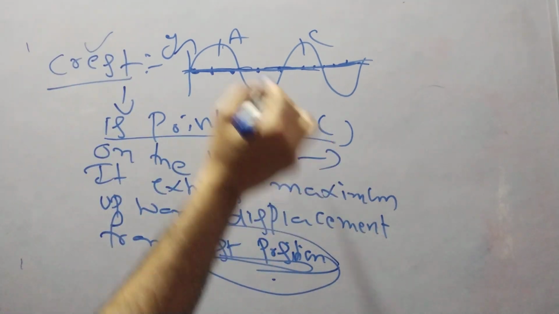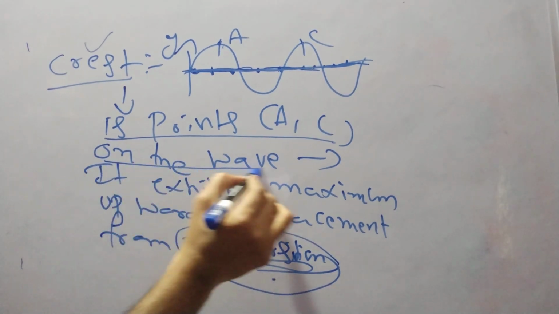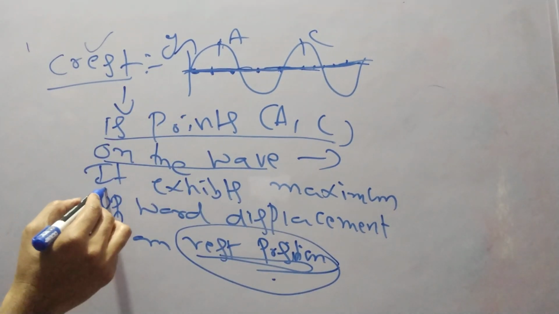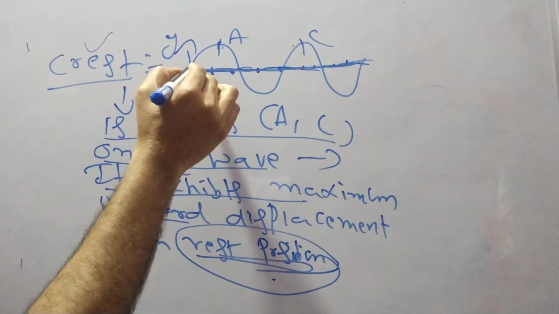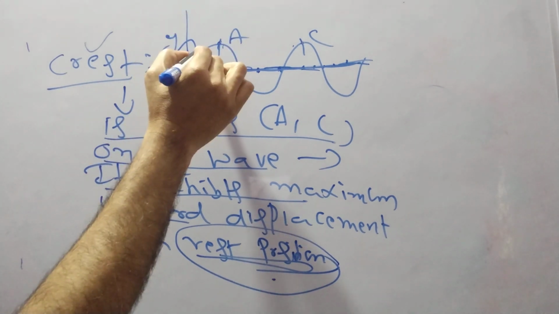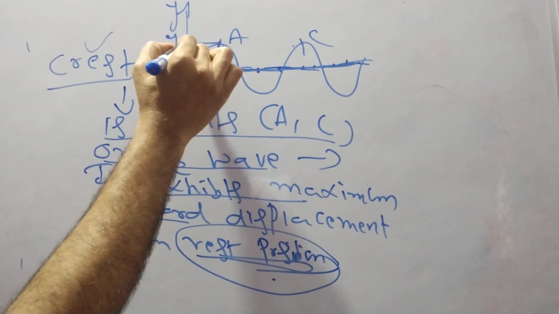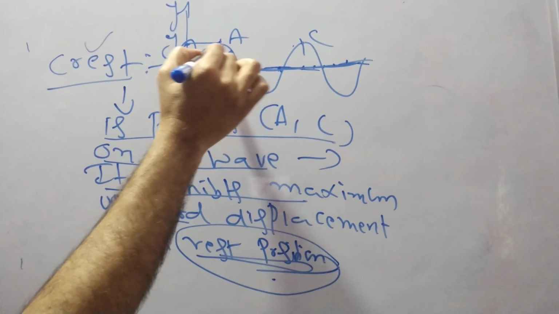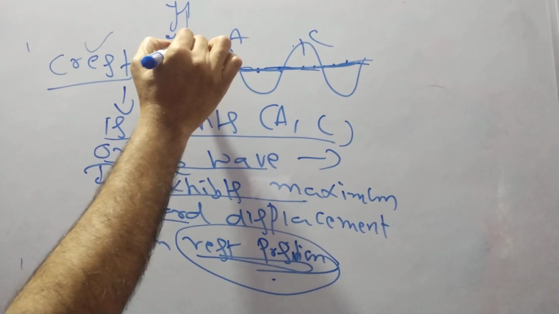Crests are the points on the curve. So A and C are the points on the curve, on the wave, and exhibit maximum upward displacement. Because for A and C, if you take a point, this y is the displacement, on this axis. So out of all the points, this is the maximum displacement value you can get.